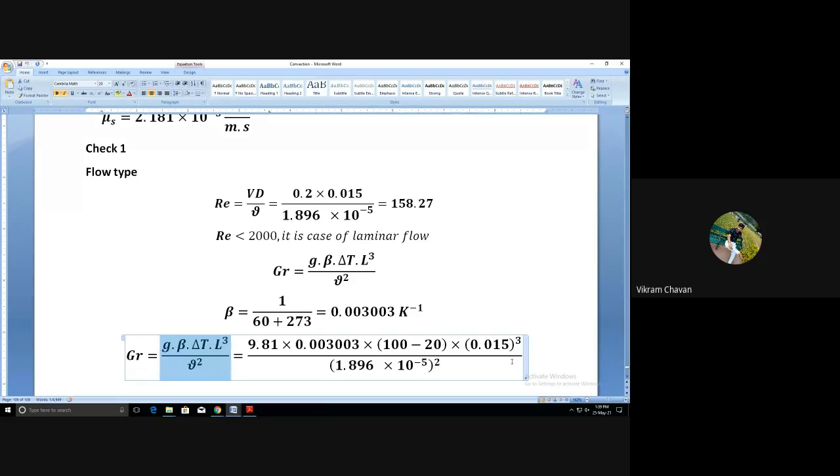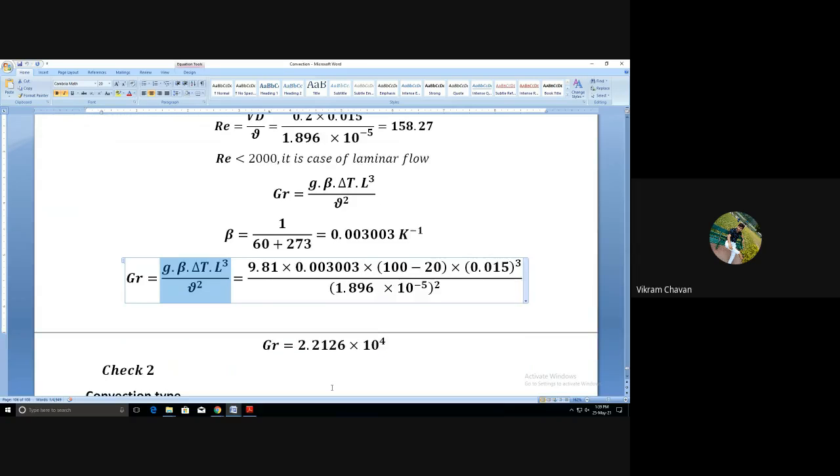Have you calculated Grashoff's number, everyone? I'm getting Grashoff's number 2.2126 into 10 raised to 4. Please check whether you are getting the same value or a different one. If you have a different value, please comment in the chat box, because I may be wrong. If I have made some mistakes in the calculation, then that will be reflected.